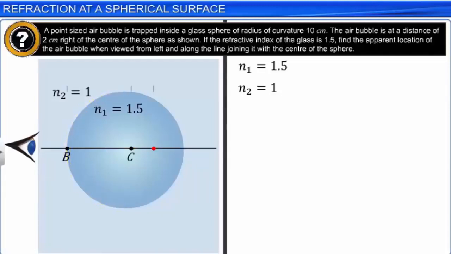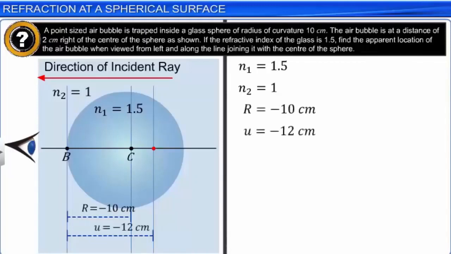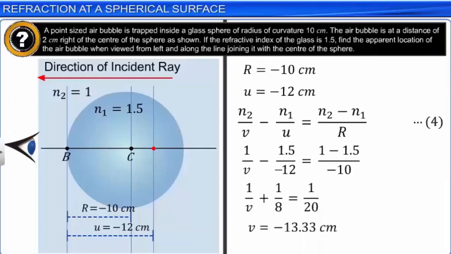Since R and U are measured in a direction opposite to the direction of the incident light, they are negative. Therefore, R is equal to minus 10 and U is equal to minus 12. Substituting these values in equation 4 and on further simplification, we get V is equal to minus 13.33 cm. Since the object is in denser medium, after refraction, light rays bend away from the normal. When produced backwards, the image is formed at a distance of 13.33 cm from B.